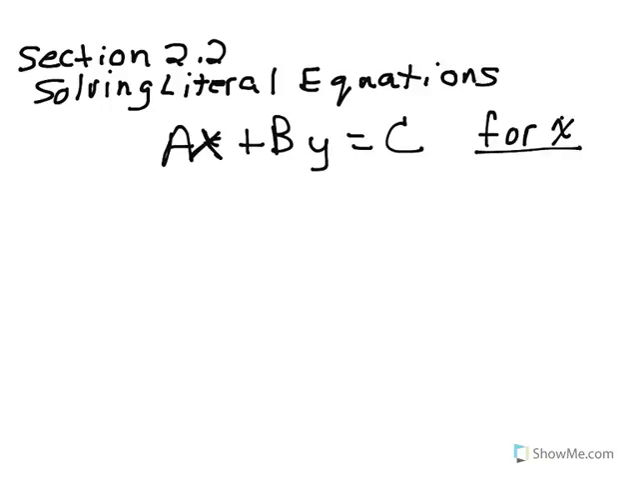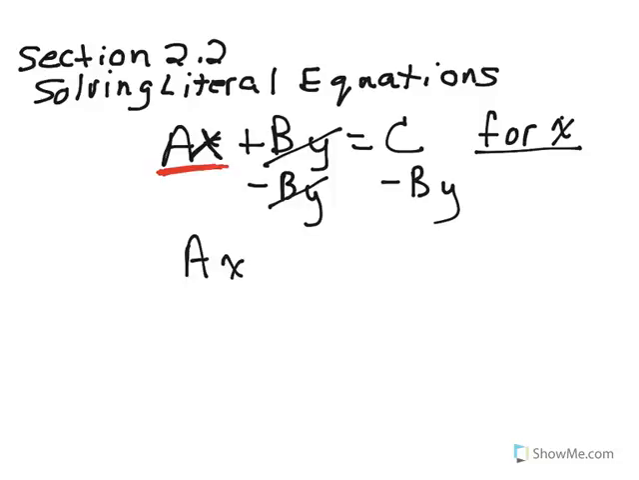To get x alone, I need to first get rid of everything else. I'm going to leave my variable term, ax, and I'm going to get rid of by by subtracting by from both sides of the equal sign. Here they cancel out, leaving ax equals c minus by. These are not like terms, so we cannot subtract them.